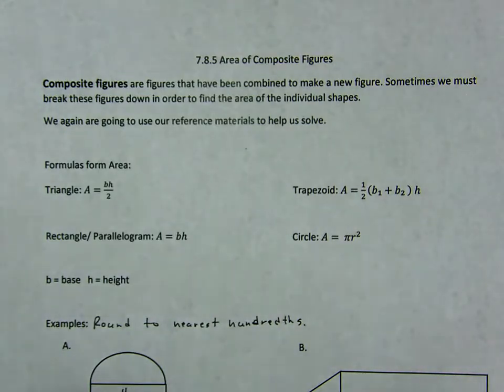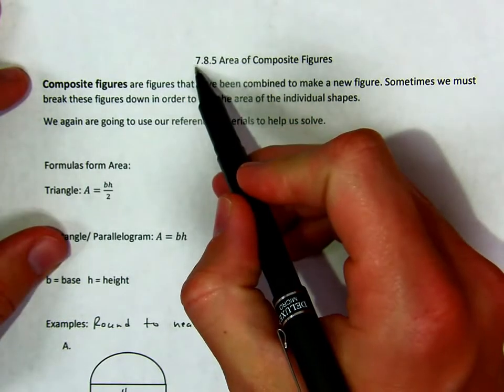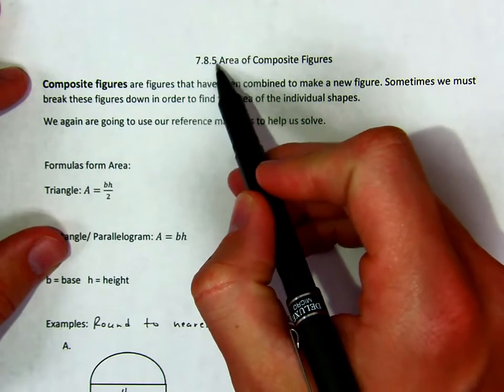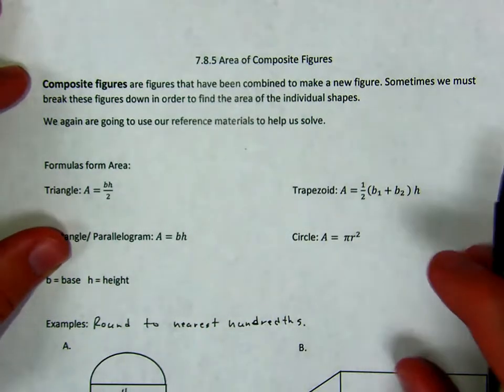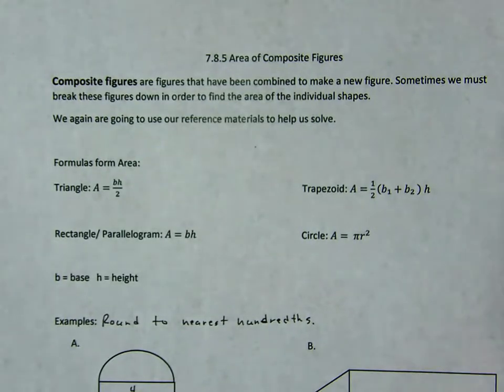Alright, today we're going to talk about area of composite figures. This is 7th grade, Chapter 8, Lesson 5. Composite figures are figures that have been combined to make a new figure. Sometimes we must break these figures down in order to find the area of individual shapes. You'll see in the examples there's an option where you can break these into individual shapes. That way it's easier to calculate the area.